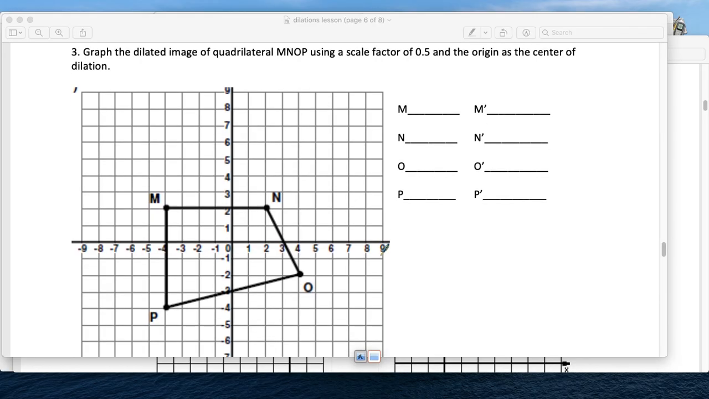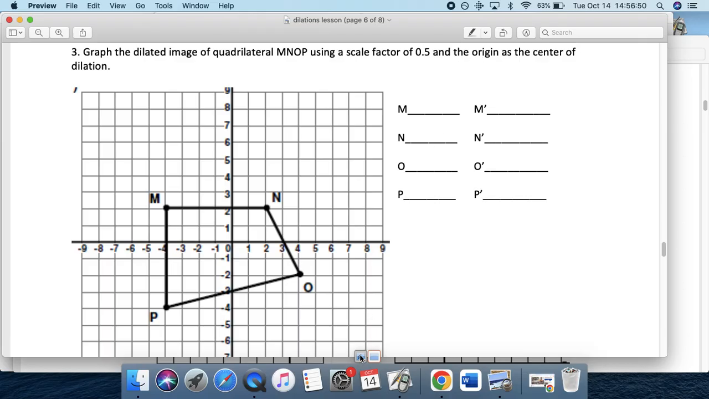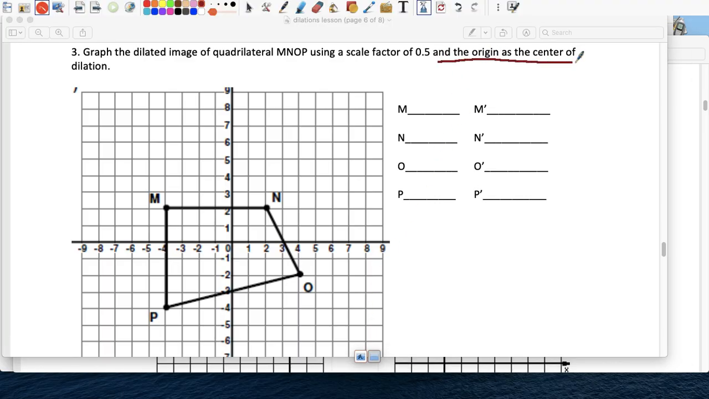Scale factor is 0.5, and again, this is the important thing. The origin is the center of dilation, meaning everything is based on the distance from the origin to the point. So here is the origin. Let's look at point M. To go to point M, I'm going to walk 4 this way, and then 2 units up. 4 that way, and 2 units up. So how do I write this? Well, first of all, negative 4, and positive 2 because it's 2 up.